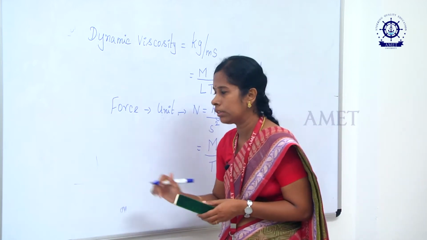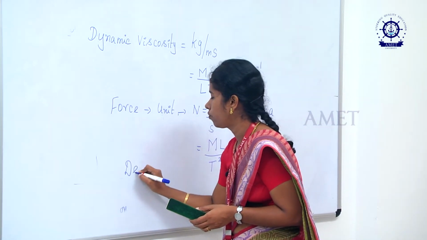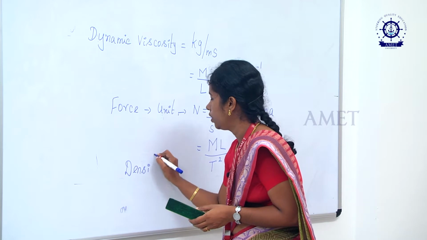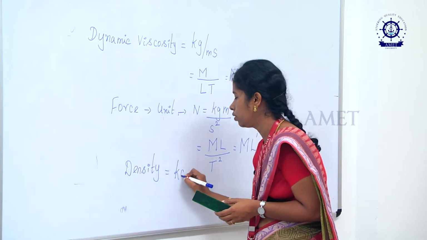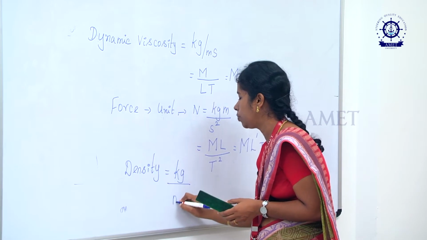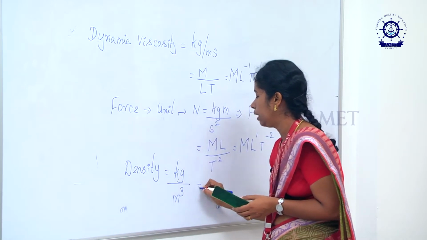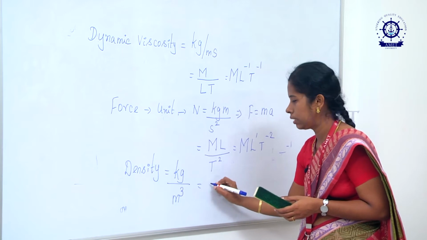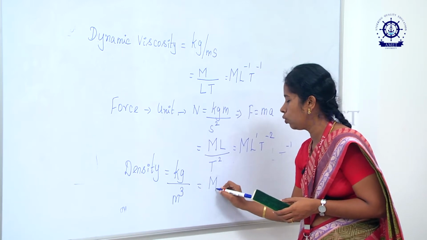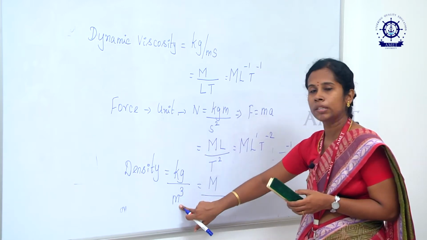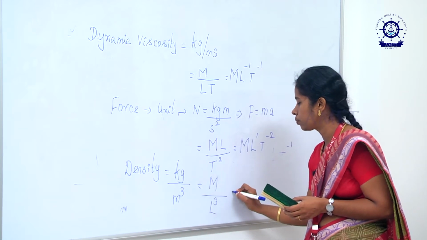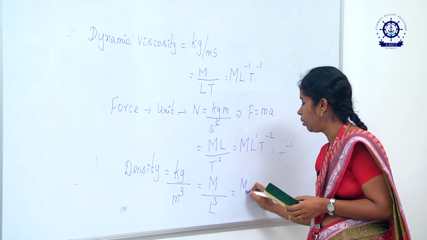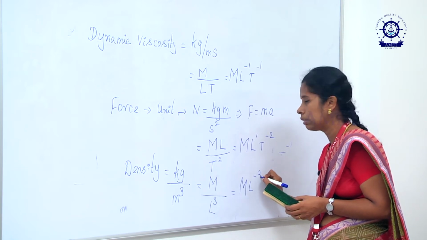You can have density. Density is mass by volume, so the unit becomes kg per meter cube. Again the kg can be written as M, and L cube is nothing but representing the length 3 times. So it is M L power minus 3.